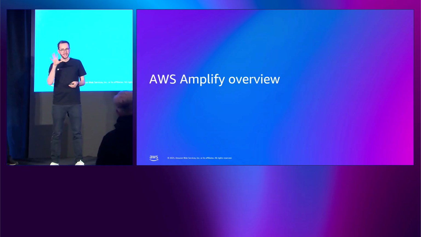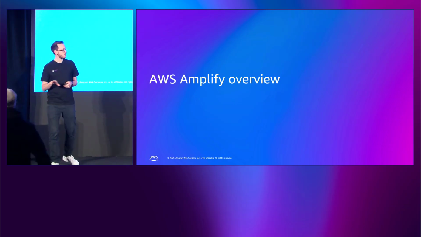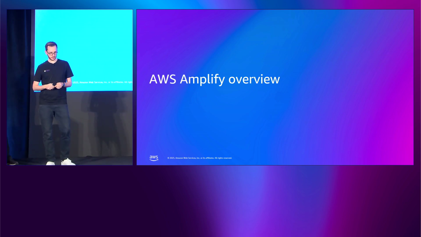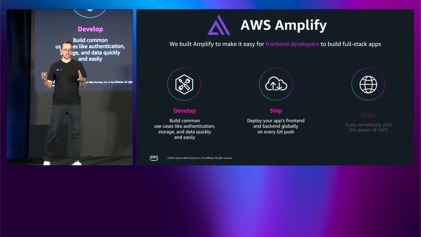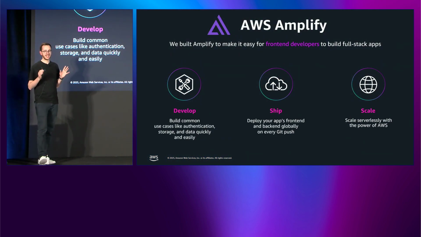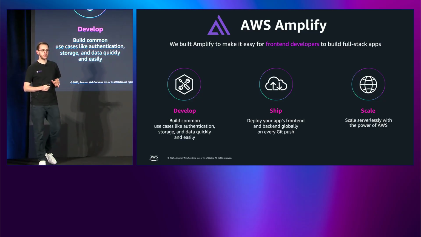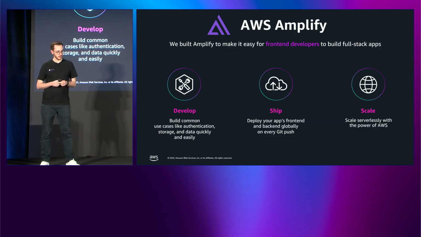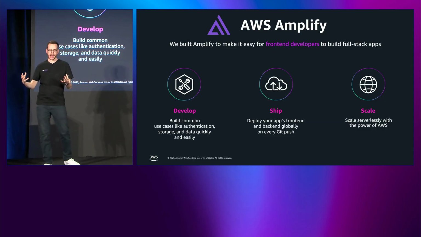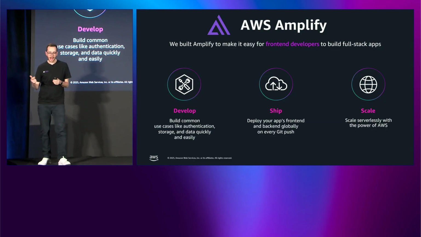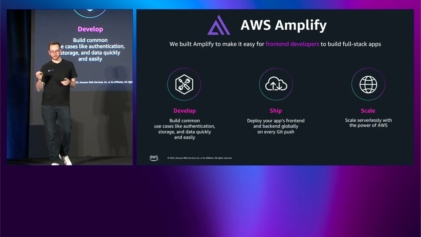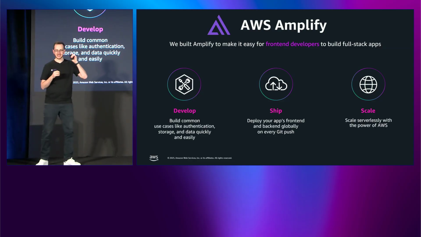Before we dive into the Priority Pass story, I think it's worth a level set on AWS Amplify for those who aren't as familiar with the service. What is AWS Amplify? Simply put, we built Amplify to make it easier for developers to build full-stack web applications. What does that actually mean? Amplify abstracts away a lot of the complexity of building and deploying web and mobile applications. With Amplify, you can develop, ship, and scale your application with just a few lines of code.